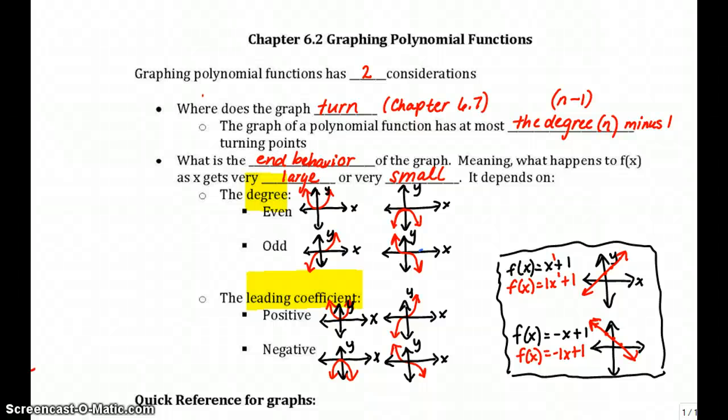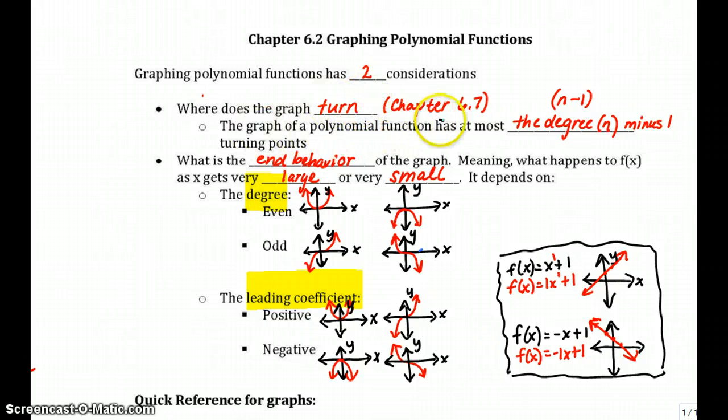This recording is on Chapter 6.2, Graphing Polynomial Functions. When you're graphing polynomial functions, there are two considerations. The first consideration, which we'll deal more thoroughly with in Chapter 6.7, is where does the graph turn?